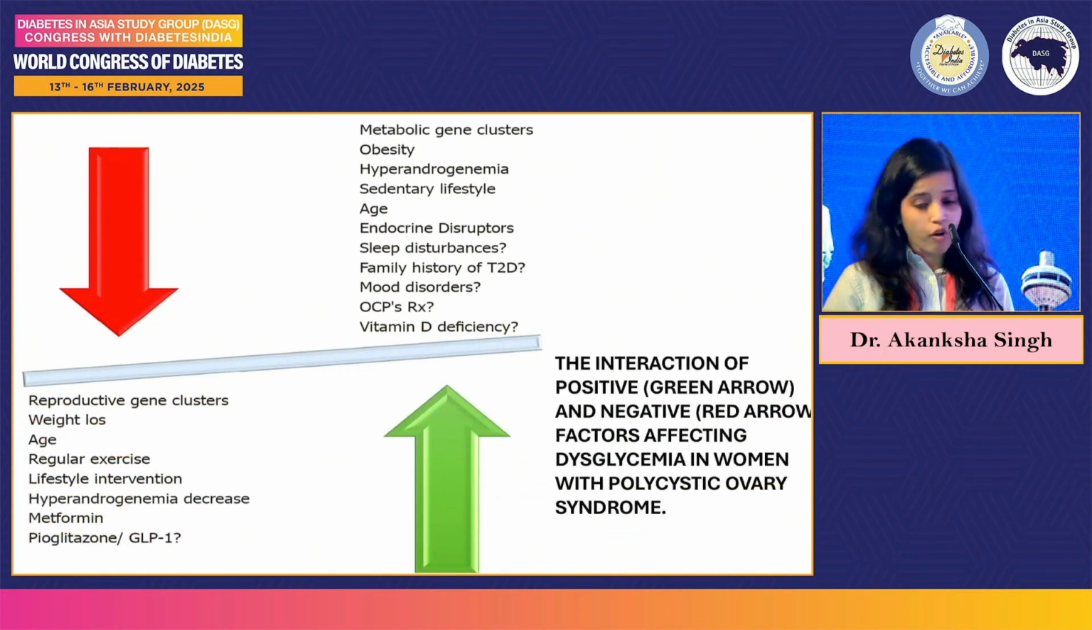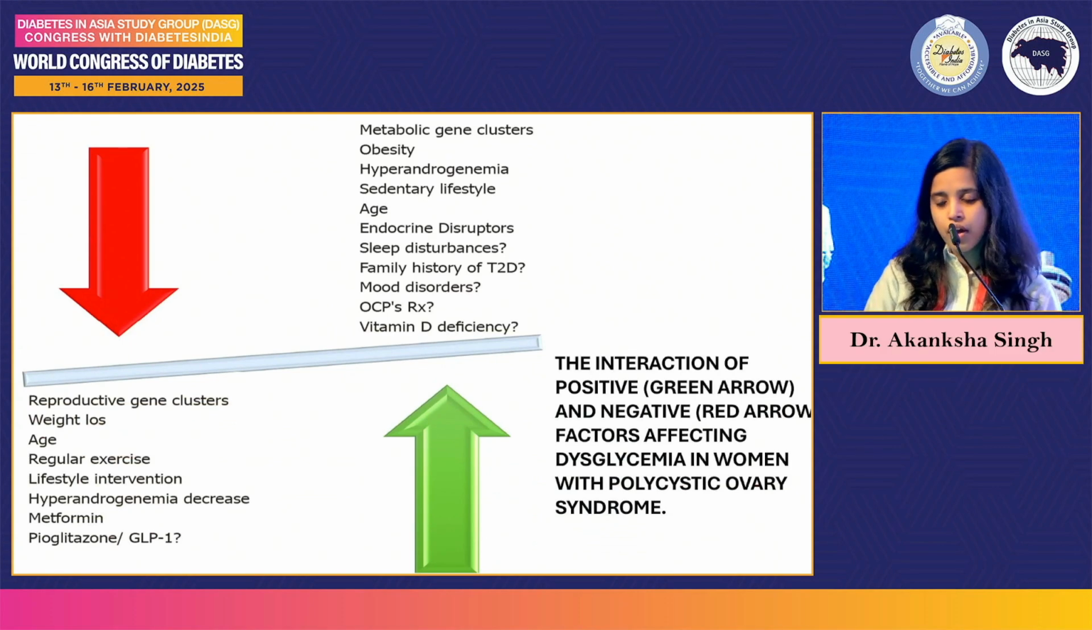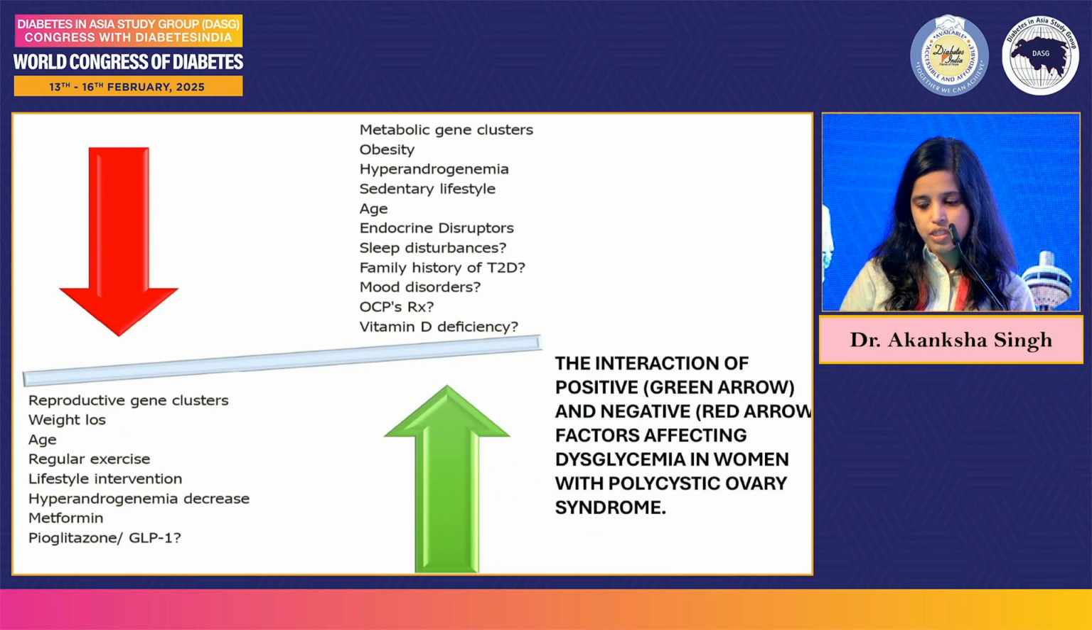So what are the risk factors which can lead to dysglycemia in a woman with polycystic ovary syndrome? Some of the most common risk factors being metabolic gene clusters, obesity, hyperandrogenemia, sedentary lifestyle, endocrine disruptors, sleep disturbances, any family history of type 2 diabetes, mood disorders like depression, any patient on OCP treatment, or vitamin D deficiency. These are the negative factors which can affect dysglycemia in a woman with polycystic ovary syndrome.